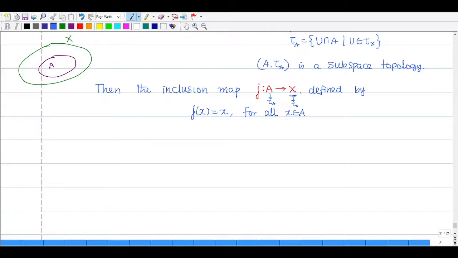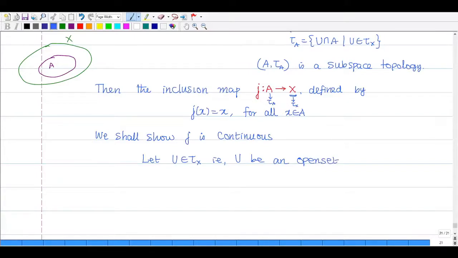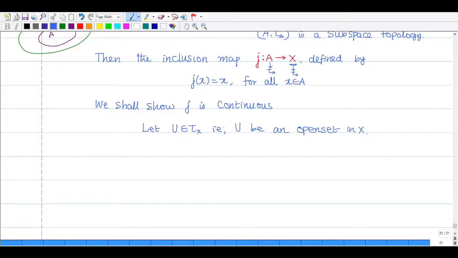Okay, so we shall show that J is continuous. அப்ப என்ன பண்றேன், இதுல ஒரு open set எடுத்துக்கிறேன். Let I call this U belongs to tau X. That is, U is an open set in capital X. Okay, now we want to calculate what is J inverse of U.